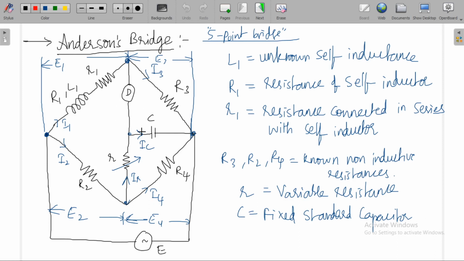Now let us draw the phasor diagram. This is only used for the measurement of low Q coils, that is Q less than 1. This is accurate for the measurement of low Q coils. Now let us draw the phasor diagram.